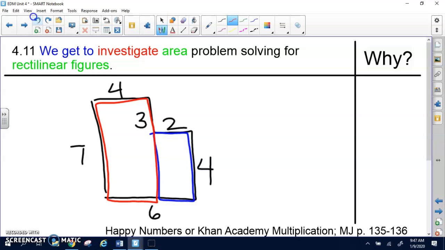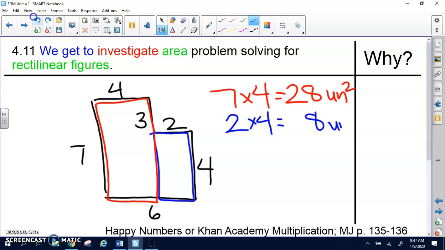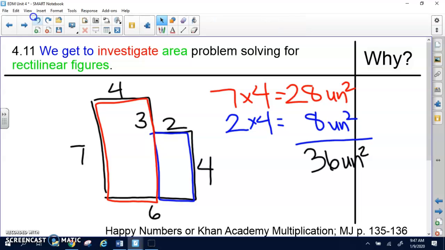So just to do this real quick, what are the dimensions of this one? Someone help me with this. 7 times 4 is 28, and you do your units squared, whatever the units are. And then the other one, what are the dimensions here? 2 times 4, which would be 8 units squared. And if I add those together, what do I come up with? Which is the same as our answer the last way we looked at it.